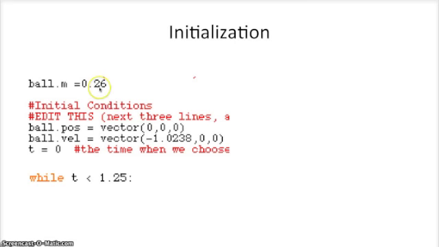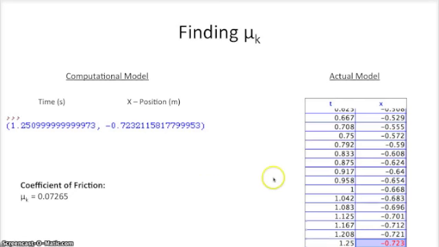We set it equal to 0.26 kilograms, and we started the ball's position at the origin. The ball's initial velocity is about negative 1.0238, which I determined from Tracker, and we started the time at 0. I also changed the time duration to be 1.25 seconds because this is how long the clip was that I examined in Tracker.